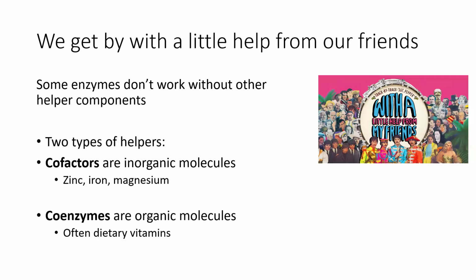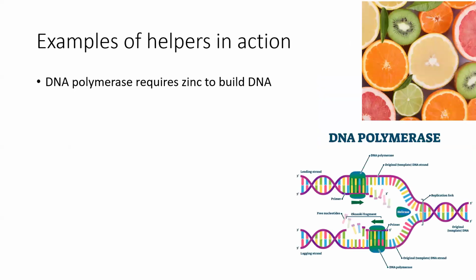So cofactors and coenzymes are sometimes necessary for specific enzymes to be able to effectively catalyze reactions. Sometimes these cofactors and coenzymes are going to be permanently bound to the enzyme. They might be stuck on there forever. Sometimes there might be a loose binding and kind of a detachment after the reaction occurs. So it varies. And I have some interesting examples of some of these helper molecules in action.